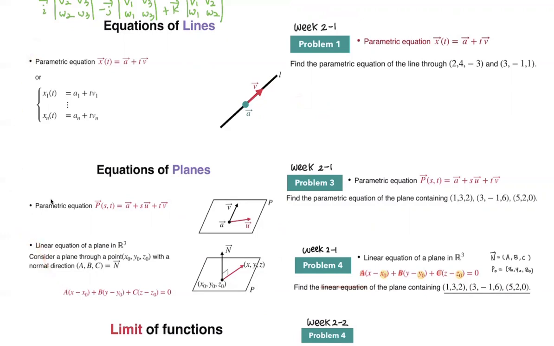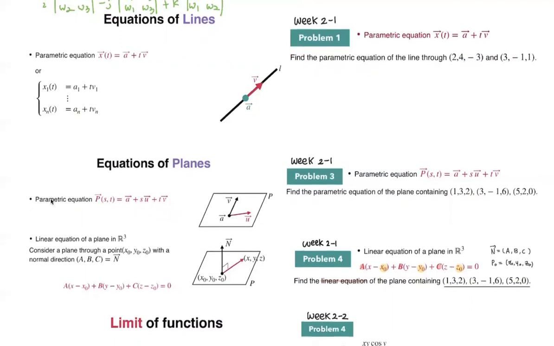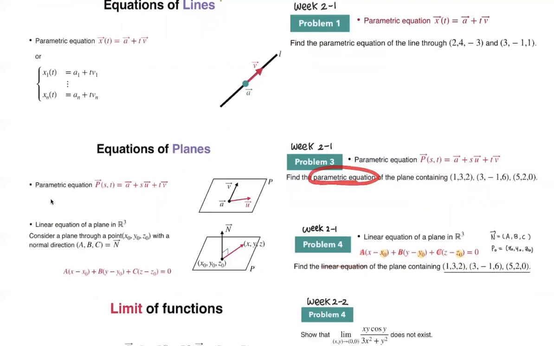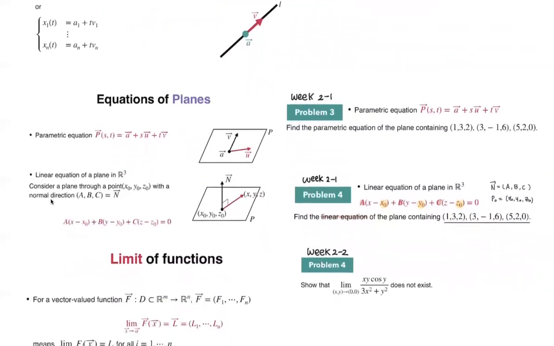But as you can see, there was a problem of finding the parametric equation of the line through these 2 points. And to find the parametric equation and linear equation, you need to know the difference between these two equations. And actually, I also talked about this one in the week 6.1 video, when you find the parametric equation of the tangent plane and the linear equation of the tangent plane. So you can find that problem. And actually, these problems were in the week 2.1 video. Okay.